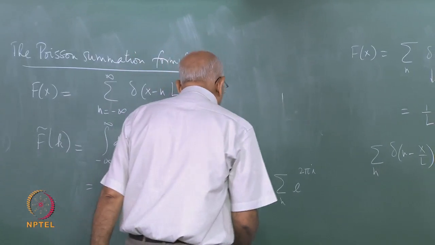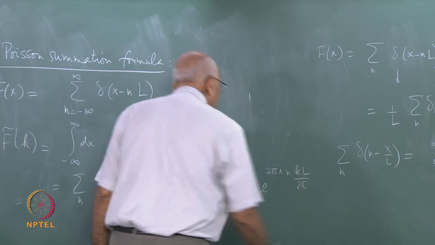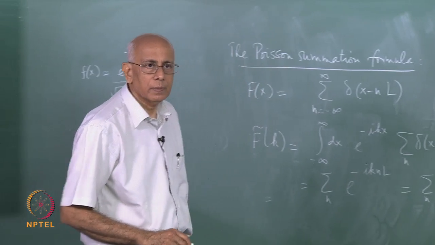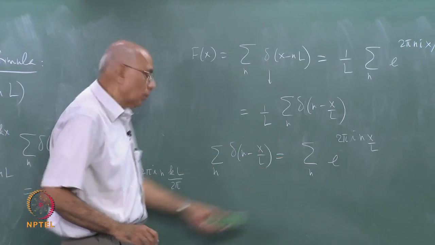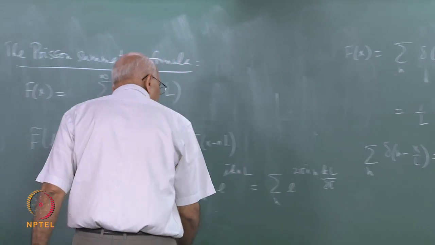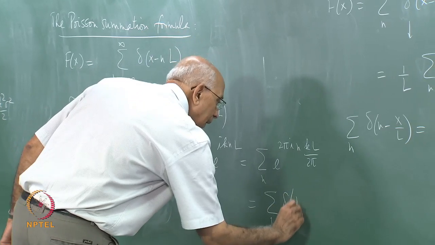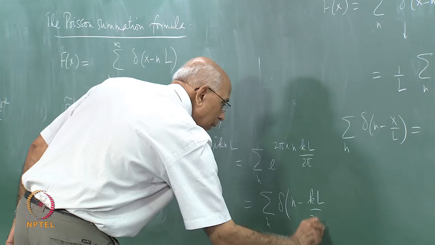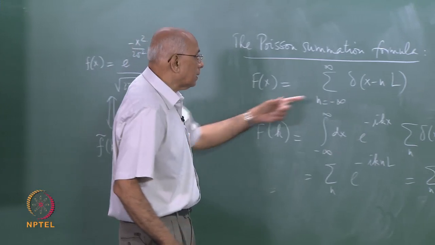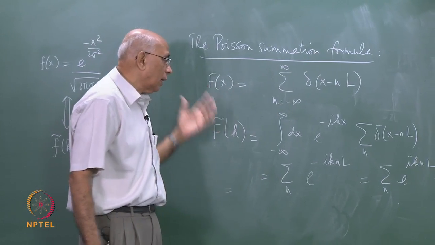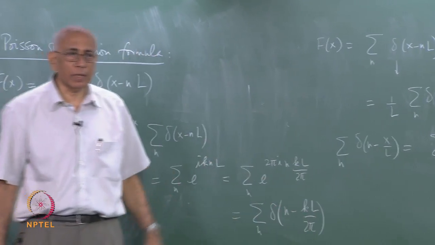So let us do the same thing here. You have 2 pi i n k L over 2 pi. And that is exactly of this form. So this becomes equal to a summation over n, a delta function of n minus k L over 2 pi. So if f of x is this array of delta functions, its Fourier transform is also an array of delta functions of this kind here.